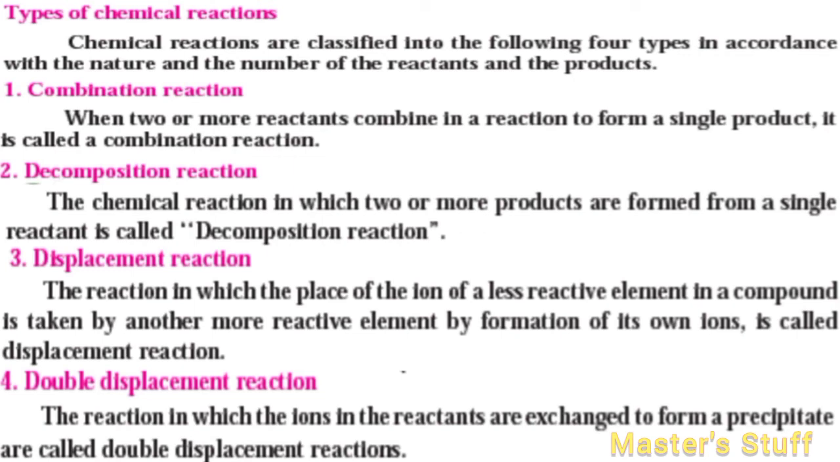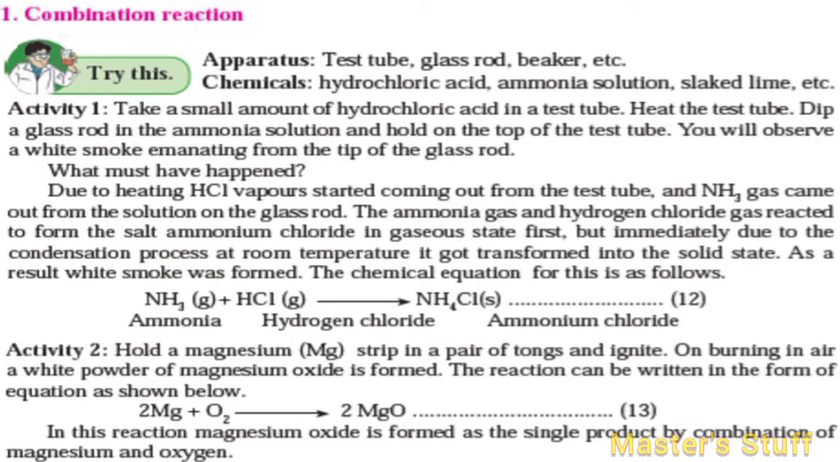Double displacement reaction. The reaction in which the ions in the reactants are exchanged to form a precipitate is called as double displacement reaction. In this reaction, reactants react and they exchange their places with each other and form the product. Now let's understand this by considering the example.